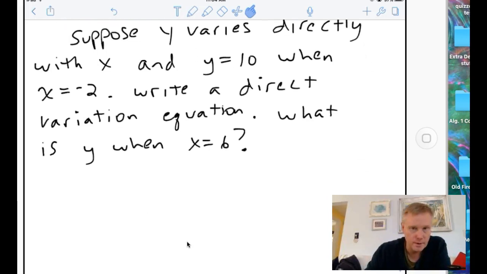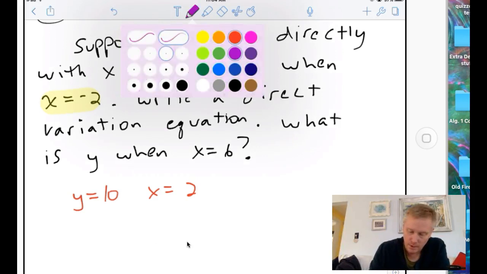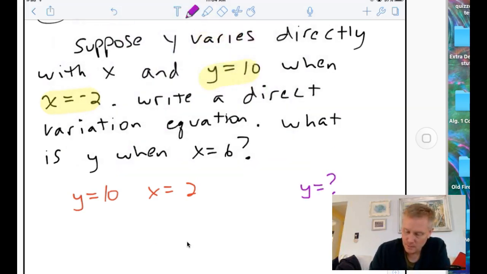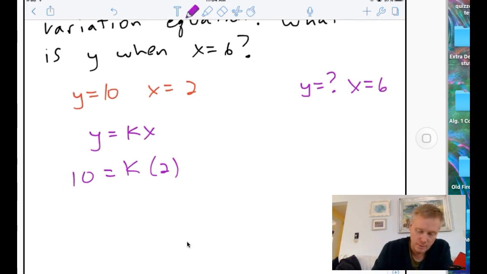Okay, so you should hit pause right now, try that on your own, see if you can get the answer, and then come back. Alright, so I'm not going to hit pause because I've got the answer. So y equals 10 when x equals -2. That's the first thing. I got this out of the information. And then the second part will be over here: what is y when x is 6? So I'm using that same equation, y equals kx. Y is 10, x is 2. Got to find out what k is. Remember, that's the name of the game.